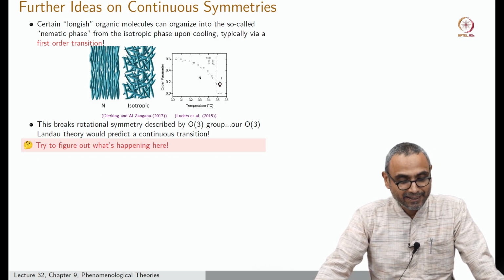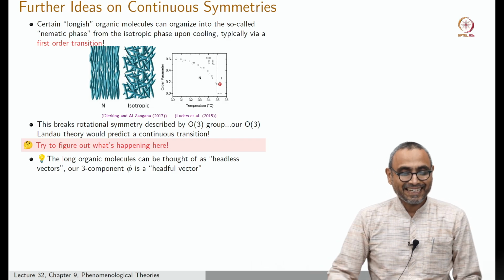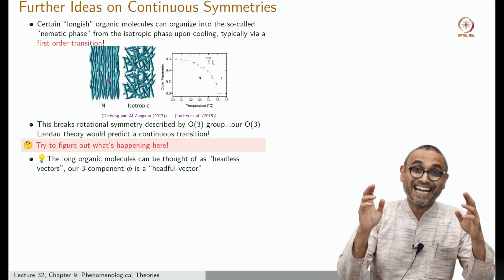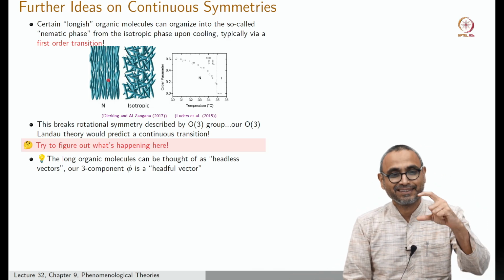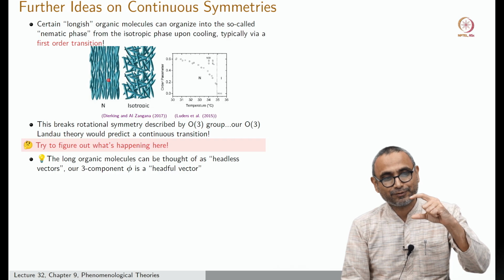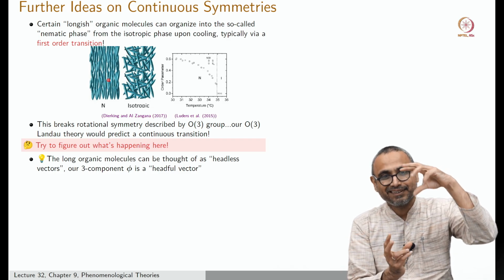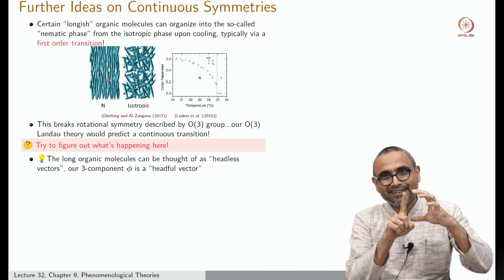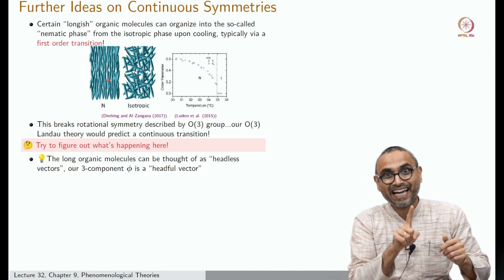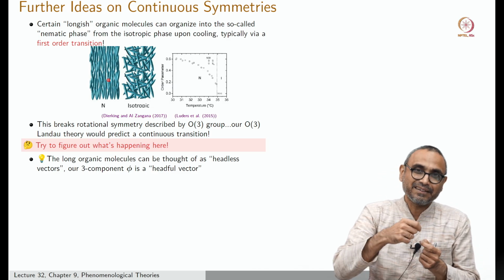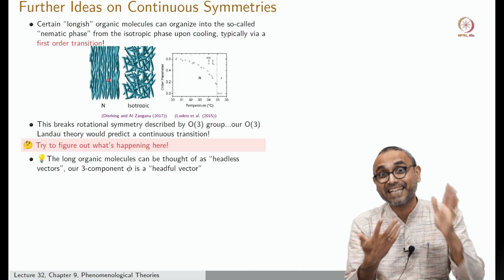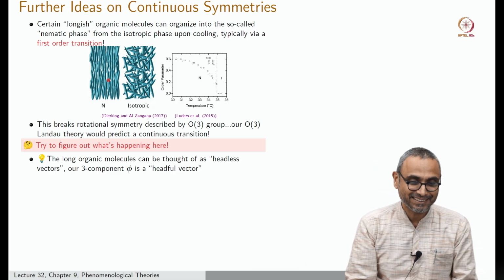So after a lot of thought, and many smart people worked on this, they realized that the organic molecules that are this way should be thought of as headless vectors. What do you mean by headless vectors? Imagine I have a rice grain. Think of them as long ellipsoids. The direction of the ellipsoid matters, but it doesn't matter which side of the ellipsoid is pointing in this direction. So it's headless. It's only the direction that matters. The direction cosines are this. It doesn't matter whether you're pointing the vector that way or this way, they're equivalent. That is what we mean by headless vectors.